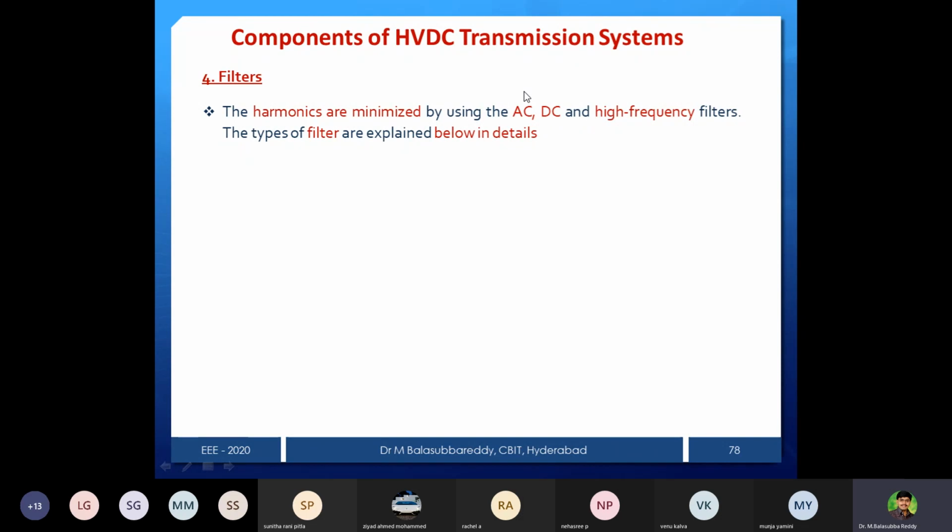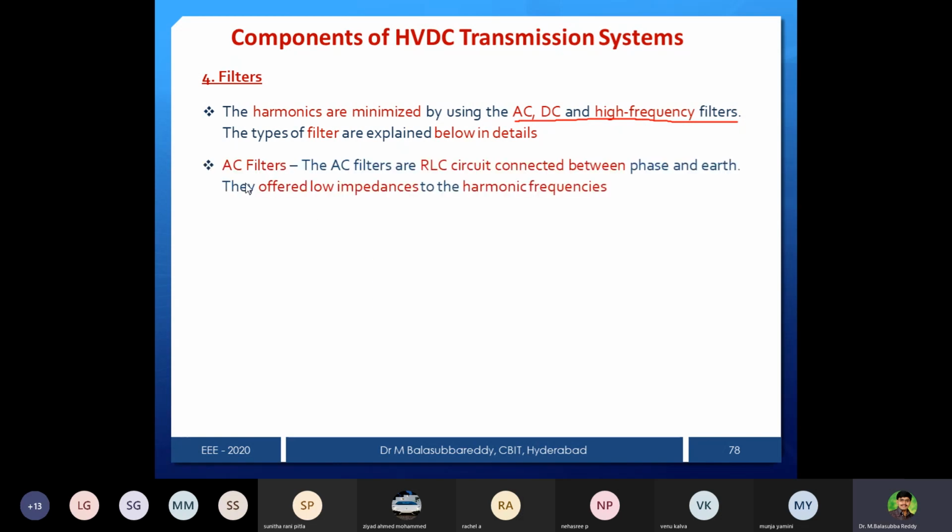These are the three types of harmonic filters as I mentioned here: AC filter, DC filter and high frequency filters. The types of filters are explained in this way. AC filters, again there is a fifth unit completely on filters. So the design of tuned filters, single tuned filter, double tuned filter, details of filters, filter design and calculation, all these things come under the fifth unit.